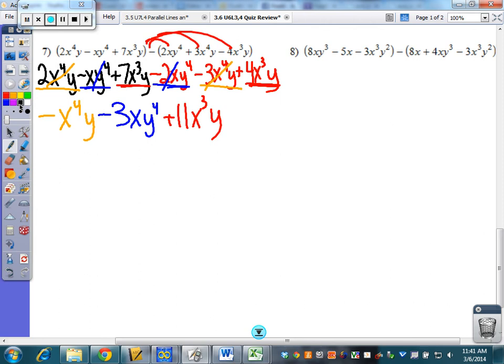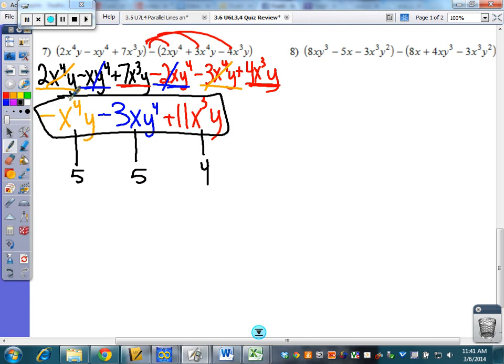All right, so the degree is 5, 5, 4. So realistically, it doesn't matter which one comes first, this or this. They both have the same degree for the monomial, so we can leave this as our answer. Okay? All right. So for sake of time, I'm going to move on.